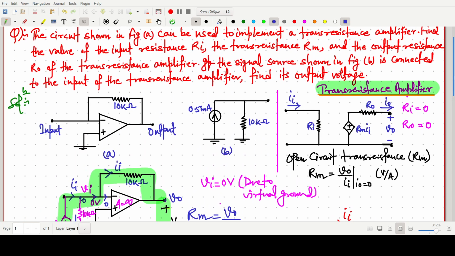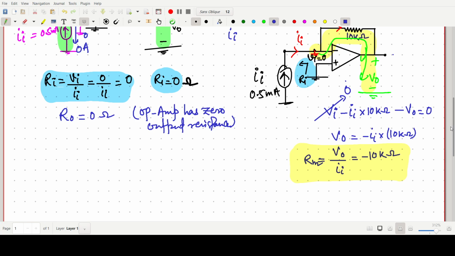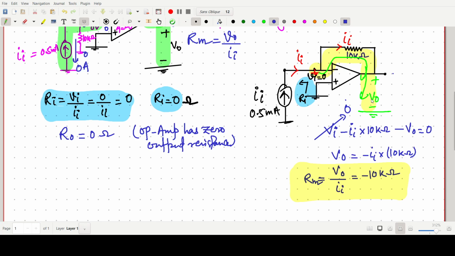Now the last one, we have to find the output voltage of the transresistance amplifier. V naught we can easily find by applying KVL, because Ii is known to us and Rm is also known to us. So the V naught value will be Rm into Ii. Rm is minus 10 kilo ohm.